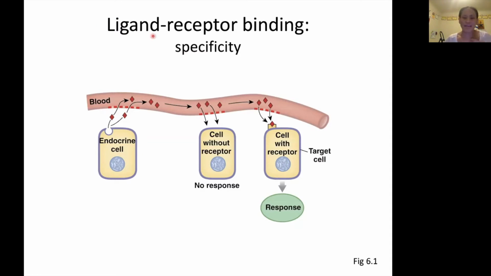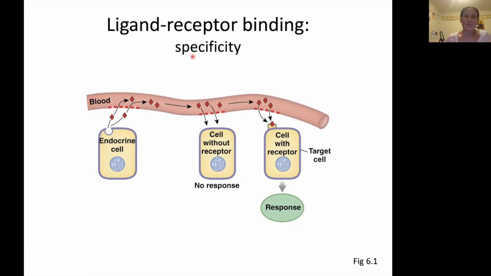First of all, I just want to review this term, ligand. A ligand is a molecule that binds a receptor. So in this case, the ligand is going to be the hormone, right? So we have this concept of specificity when we're talking about hormones and how they bind to receptors at their targets, right?